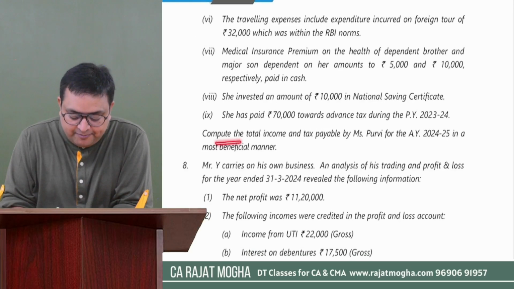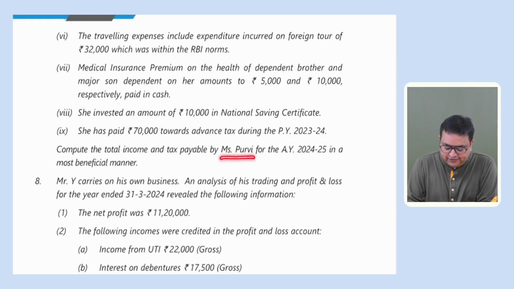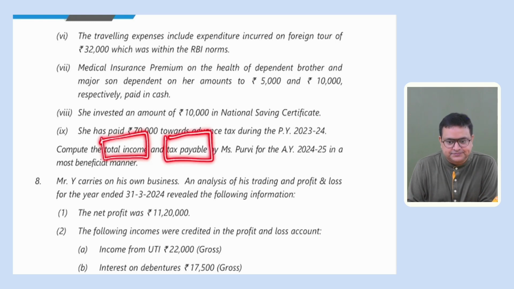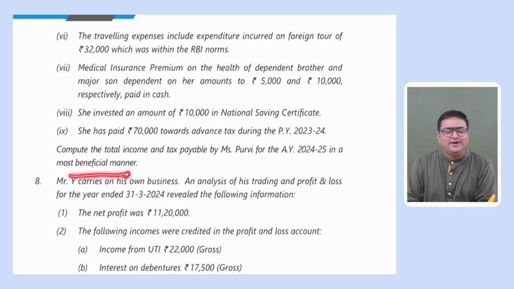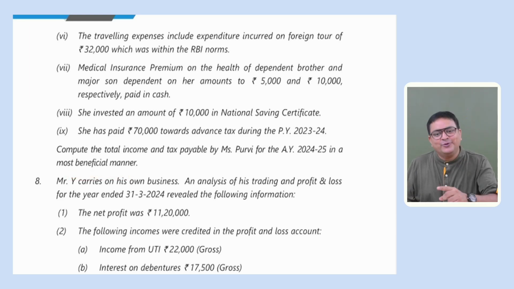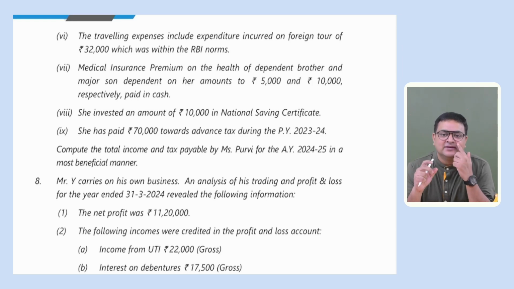It says compute the total income and tax payable by Mr. Purvi for assessment year 24-25. So we have to compute the total income also and tax payable also, in the most beneficial manner. What does that mean? It means that we have to again compute the income both under the default scheme as well as the optional scheme, and then we have to advise the assessee what should be the most beneficial, what should be the most optimum scheme for you, right?